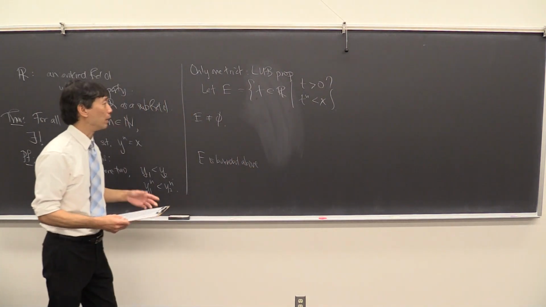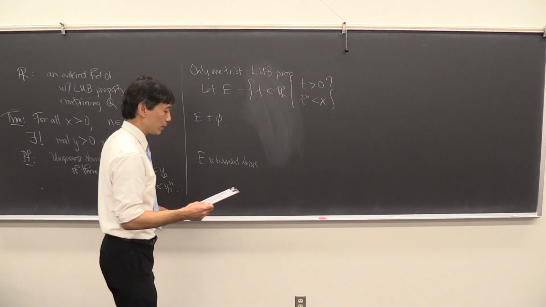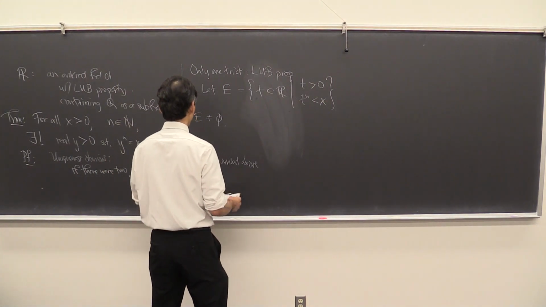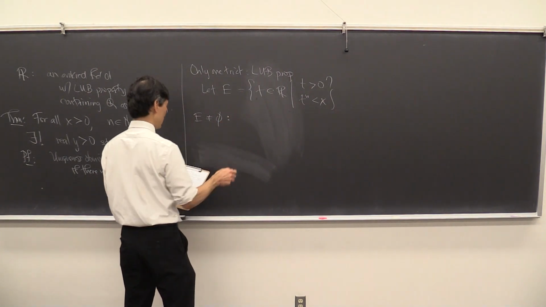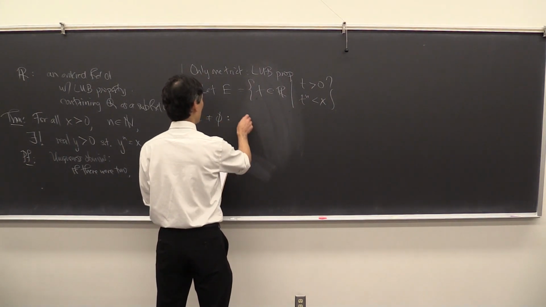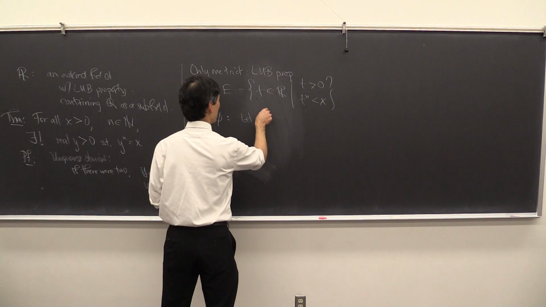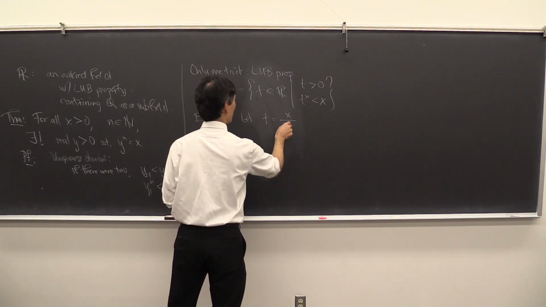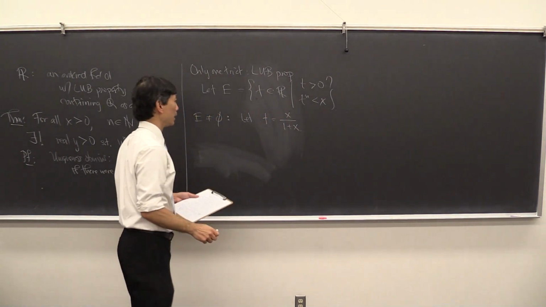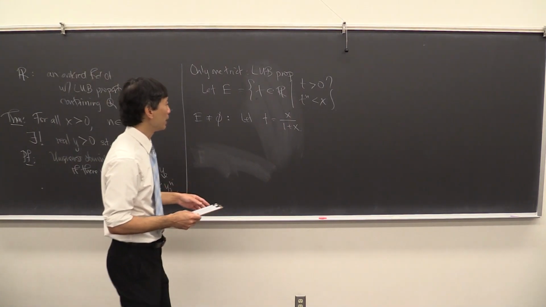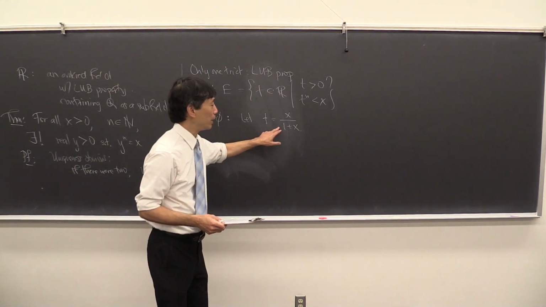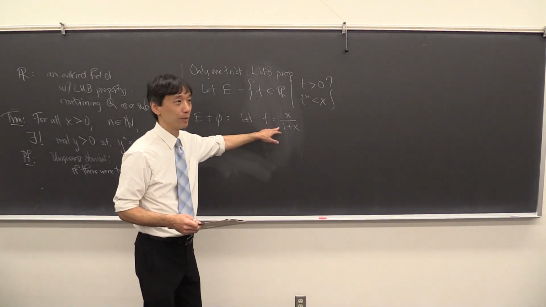Right, in order to use the least upper bound property. Okay, so let's go for the first one. First thing we do is we say, well, consider t equals x over 1 plus x. Look at this thing, and you notice that it's smaller than 1, right?